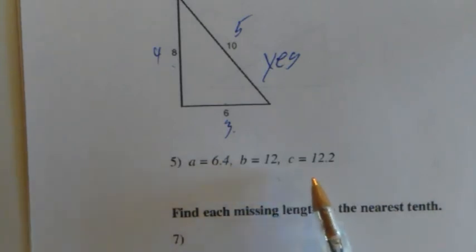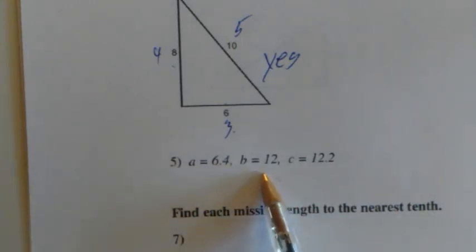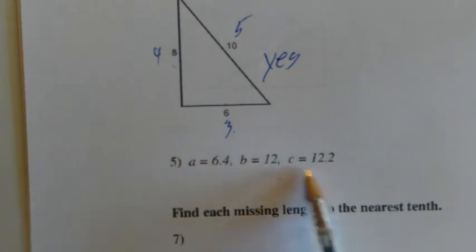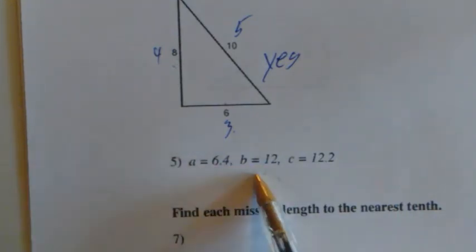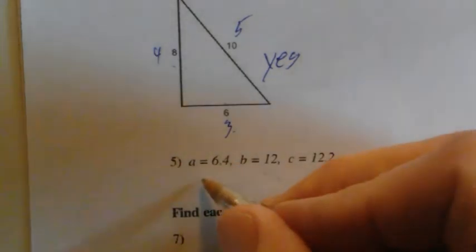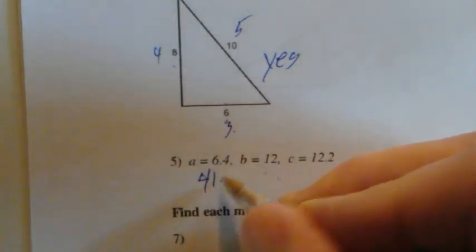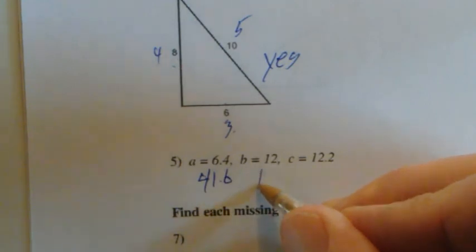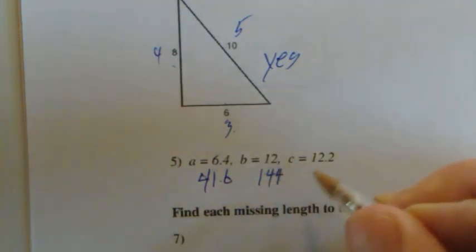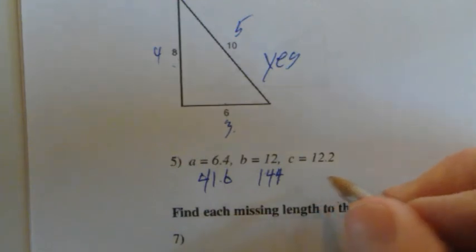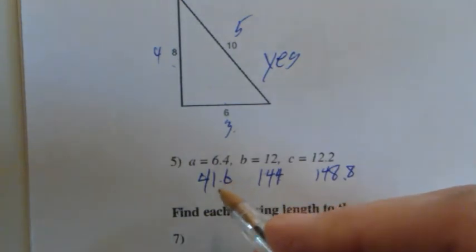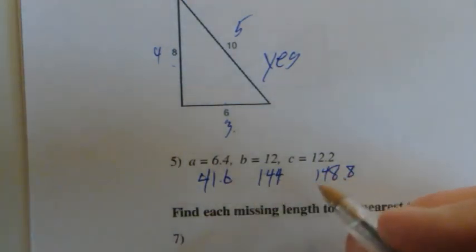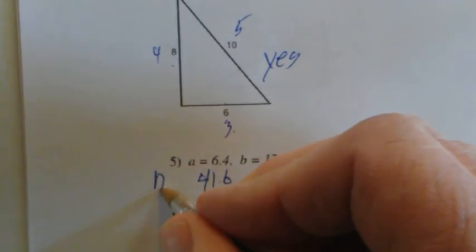6.4, 12, 12.2. Well, this one's really close to this one, but this number is pretty big. I don't know. If you squared them and put them in, you would get 41.6 for this one, and this one is 144, and this one is 148.8. If you square them, 41 and 144 is way bigger than 148. This one's no.